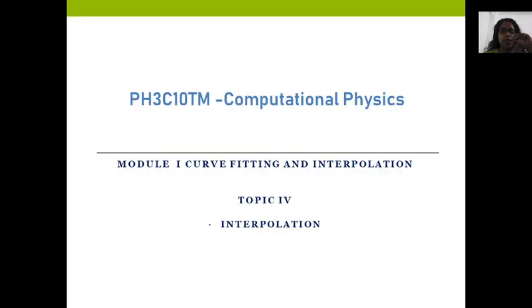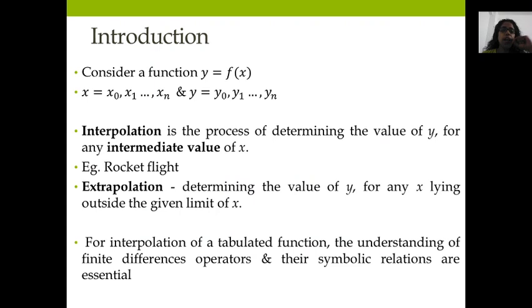Dear students, today's session is about interpolation. Let's get into the session.